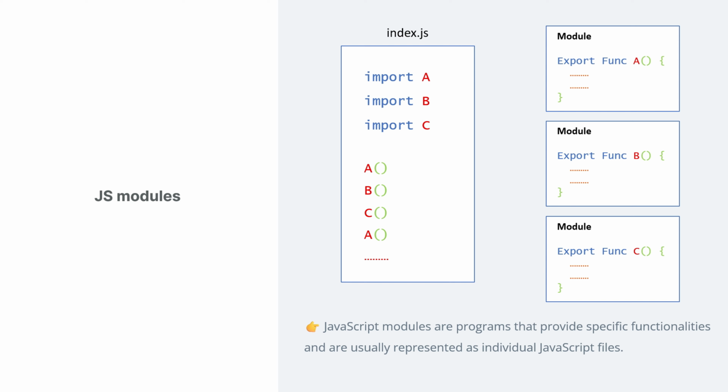In summary, JavaScript modules are programs that provide specific functionalities and are usually represented as individual JavaScript files. When front-end developers talk about modules, they are usually referring to standalone JavaScript files with specific functionalities.